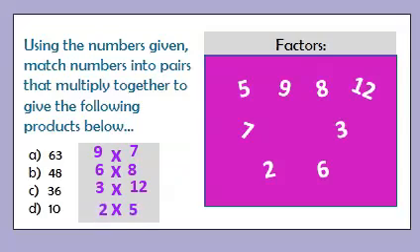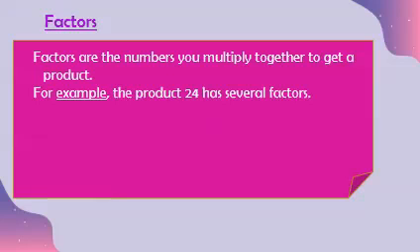So you have to keep in mind, whenever you multiply two numbers, suppose 9 times 7, it gives you 63. So we say that 9 and 7 are factors of 63, or divisors of 63. So as we said, the factors are the numbers you multiply together to get a product. For example, the product 24.